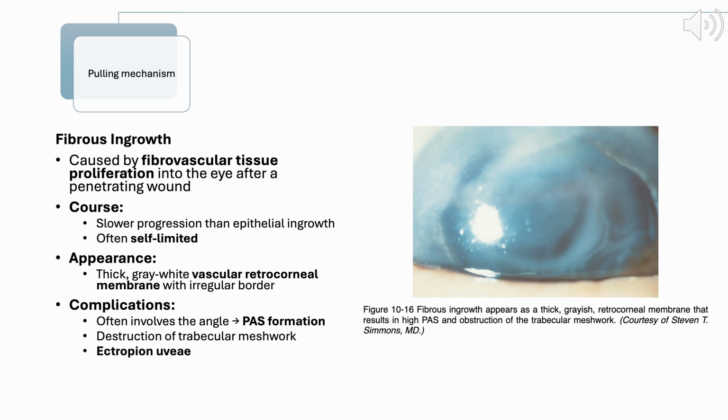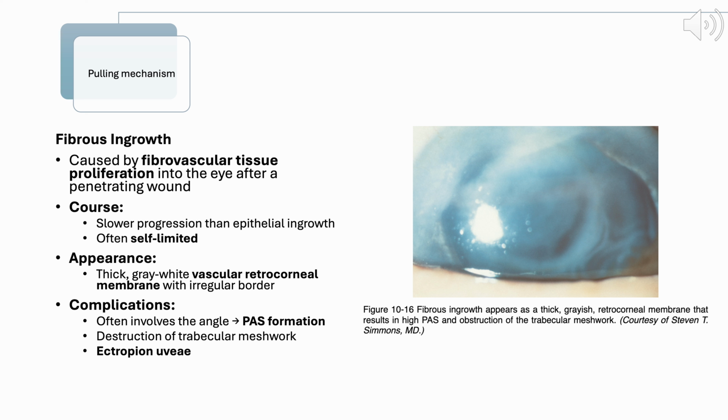Fibrous ingrowth is caused by fibrous vascular tissue proliferating into the eye after a penetrating wound. Compared to epithelial ingrowth, it usually progresses more slowly and, in some cases, may even be self-limited. Clinically, it appears as a thick, gray-white vascular retrocorneal membrane with an irregular border.